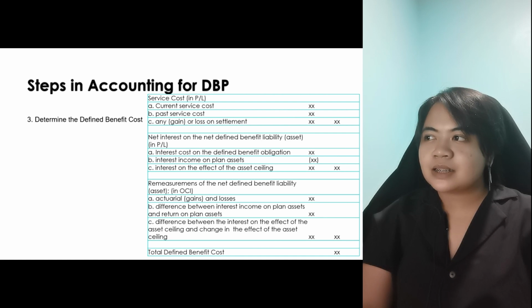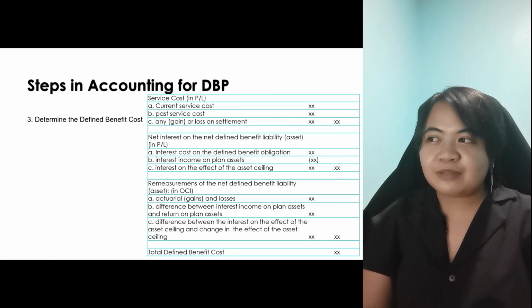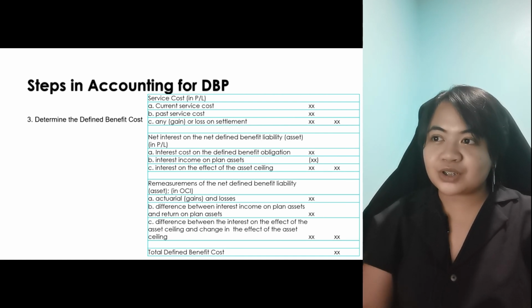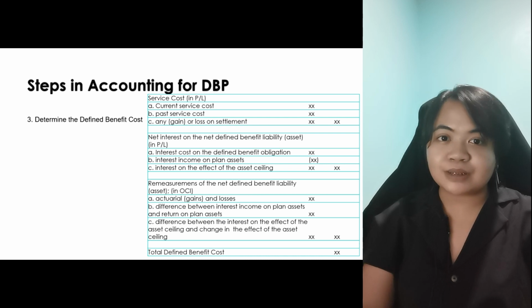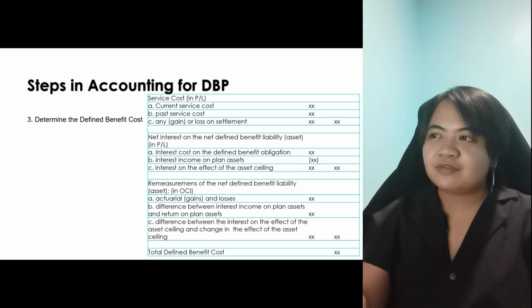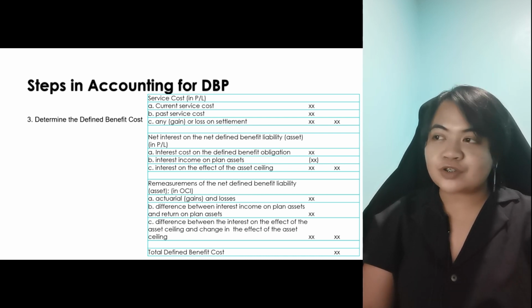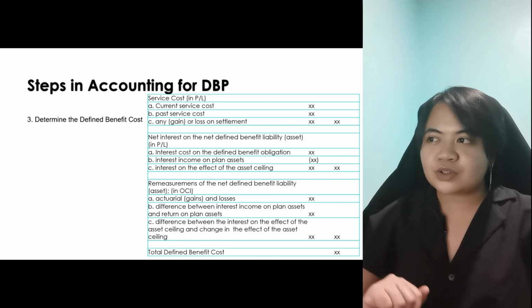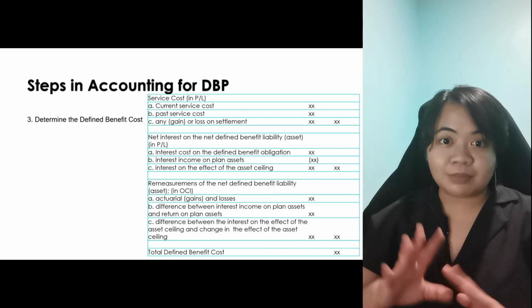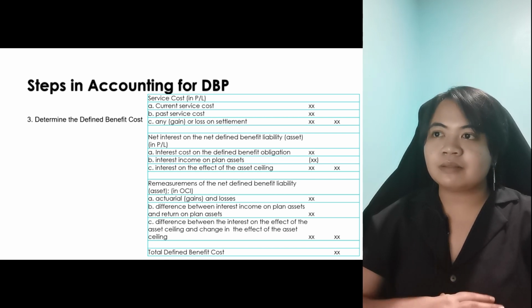Okay? Next, we determine the defined benefit cost. So, we have a computation here. I have got this from Sir Milan's book. Okay? So, we have service cost. How do you compute for service cost? Una, kasama current service cost. Next, past service cost. And then, any gains or loss on settlement. Mamaya i-discuss natin kung anong ibig sabihin ng mga yan.